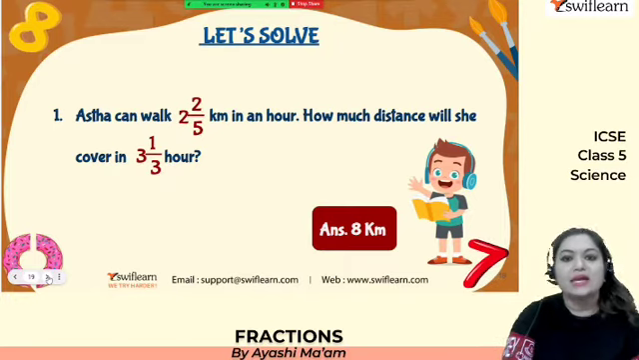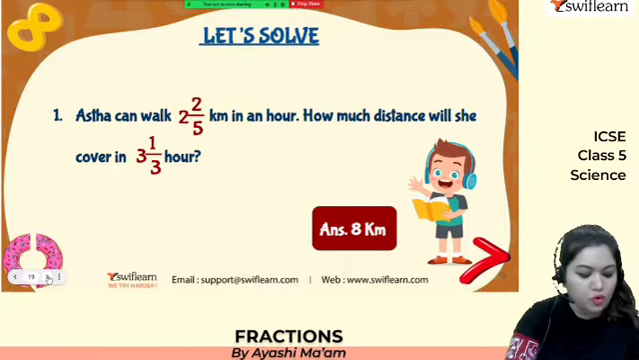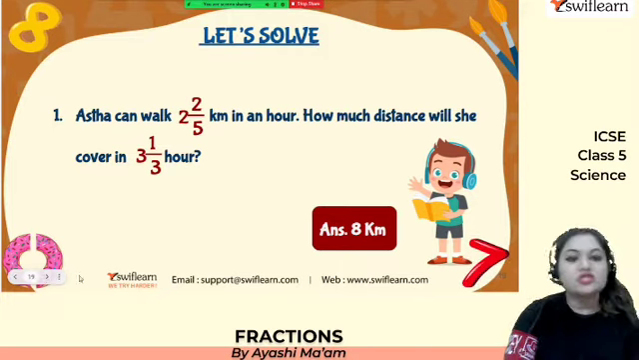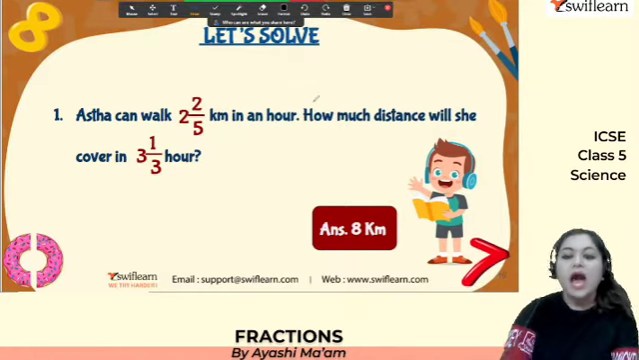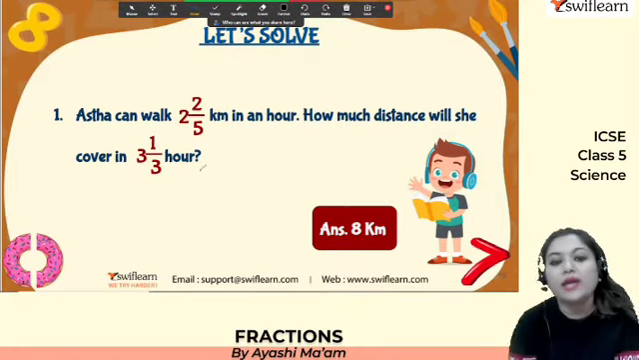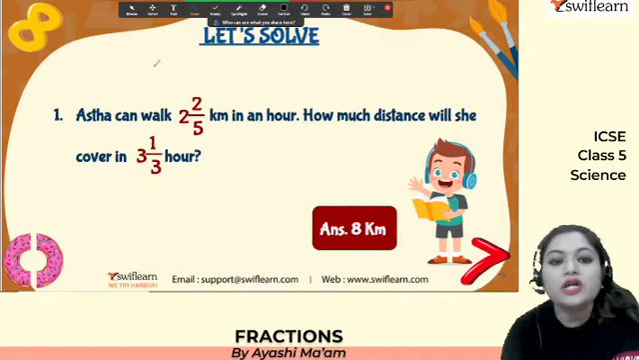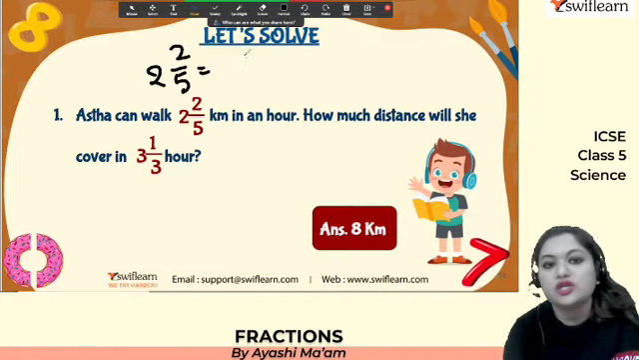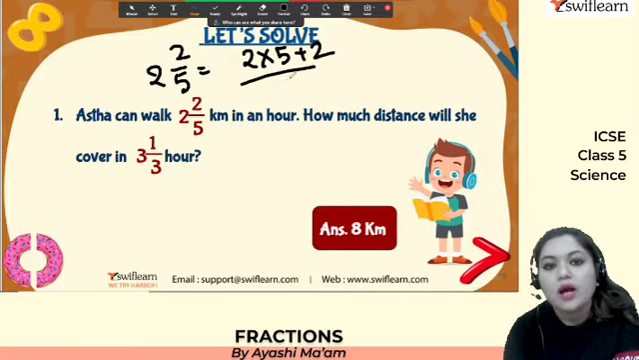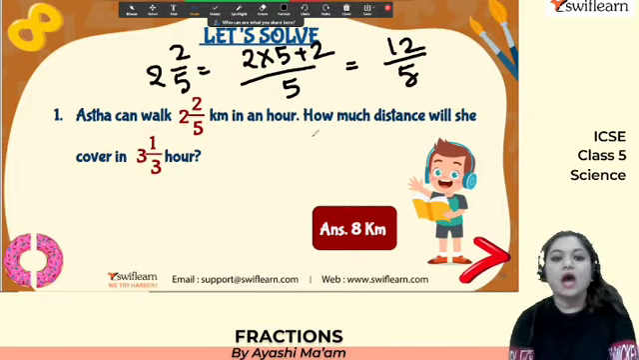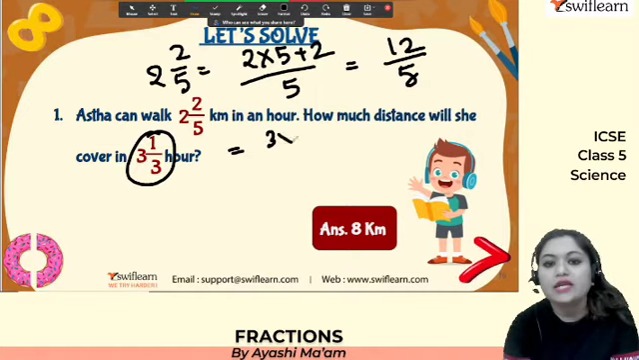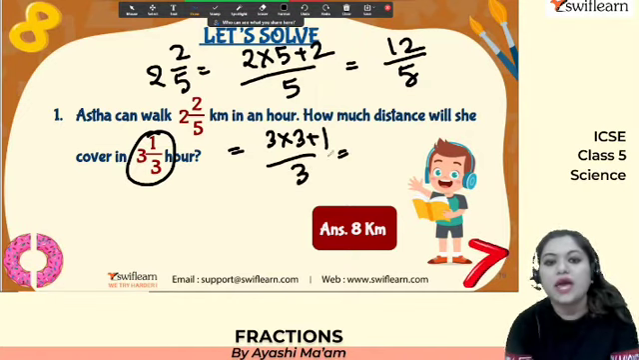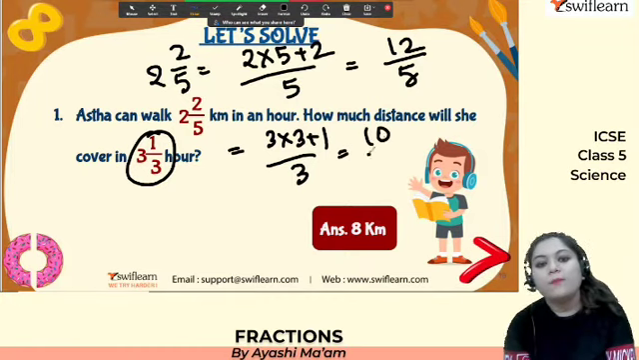Okay. Now, let's solve a word problem. What is the word problem given to us? Astha can walk 2 by 5 kilometers in an hour. How much distance will she cover in 1 by 3 hours? At first you convert all the mixed fractions to improper fractions. So here you will get 2 into 5 plus 2 by 5, which is 12 by 5. In an hour she can walk that. And converting the other one into an improper fraction, you get 3 into 3 plus 1 by 3, that means 10 by 3.